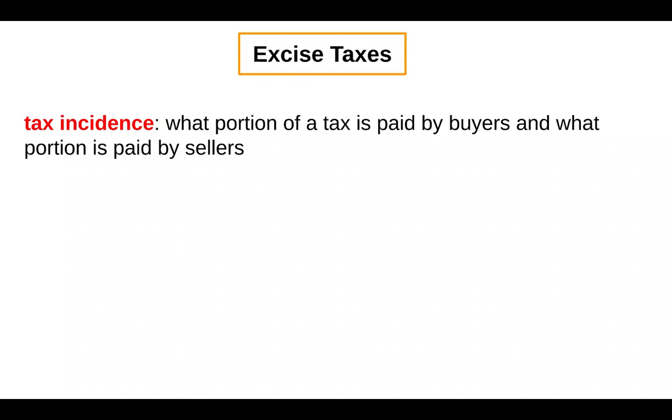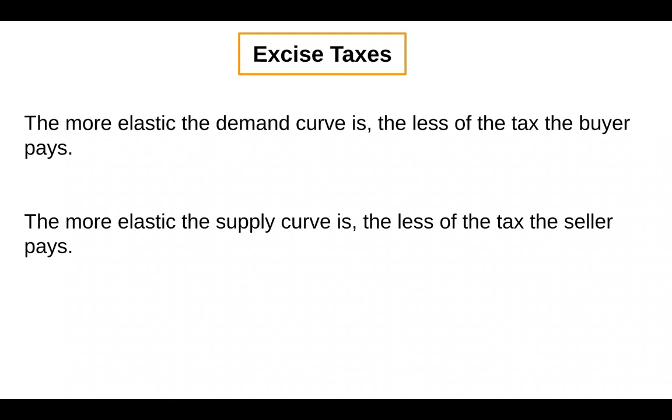So how do you determine what portion is paid by whom? You go to the elasticity. The more elastic a curve is, the less of the tax they pay. For example, the more elastic the demand curve is, the less of the tax the buyer pays, because elastic means the buyer is more sensitive to the price. So they're going to buy a lot less of the product, which means a lot less tax revenue for the government. The more elastic the supply curve is, the less of the tax the seller pays.